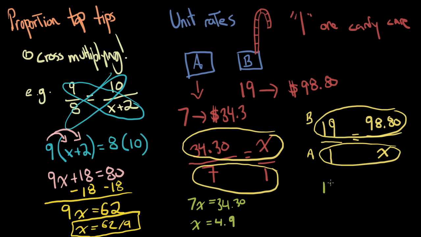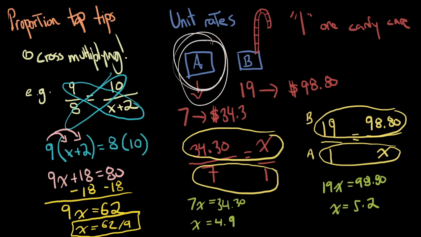Over here, you get 19x is equal to 9880. And this one is going to be 5.2 per candy cane, right? That's what we're talking about. So we're going to go and buy your store, your candy canes. You're going to go obviously with this one right here, okay, and get that price. So there you go. So using unit rates, pretty interesting.